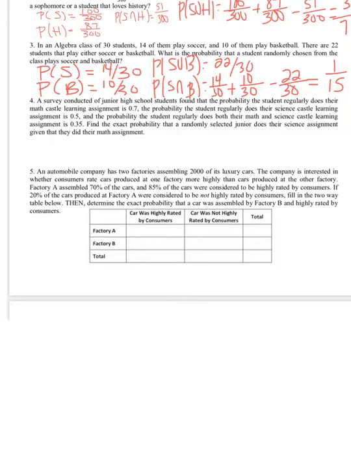So this gives me the probability, so I don't have to do however many students do it out of however many total. It gives me the probability. So the probability that they do their math is 0.7. The probability that they do their science is 0.5. And then the probability that they do both math and science is equal to 0.35. We want to know what is the probability that they do their science given, so this is a conditional, given that they do their math assignment.